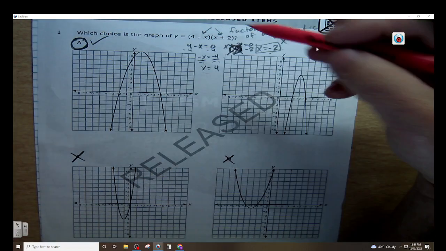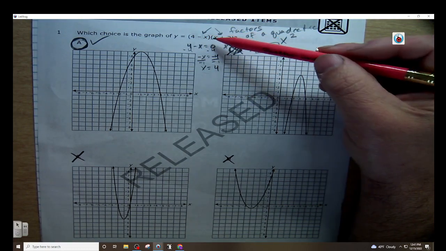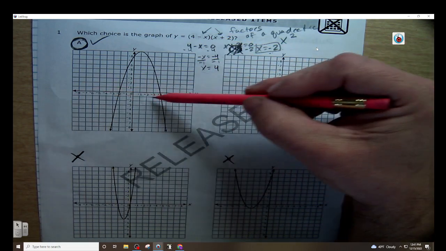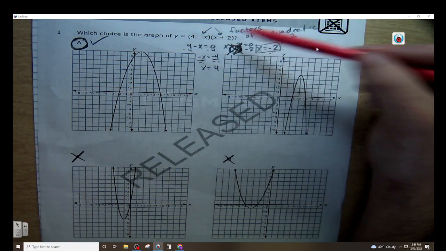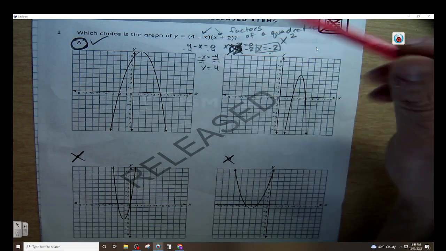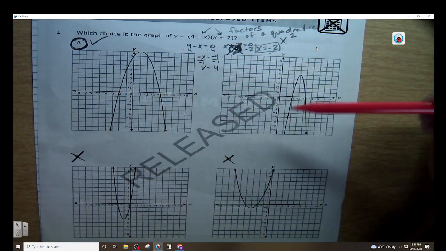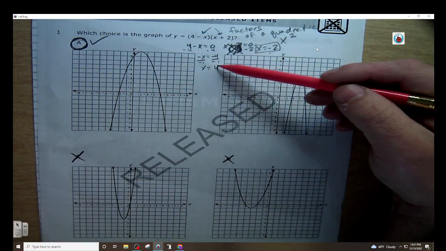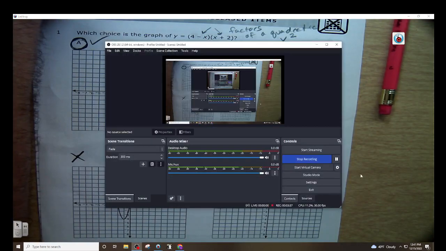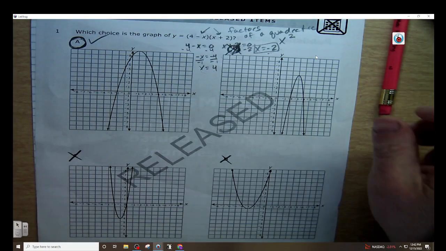So guys, once again, these are the factors of a quadratic. To get your x-intercepts, where it crosses the x-axis, you set the factors equal to 0, and I set them equal to 0 and got a -2 and a +4. Then I chose between the graphs which one fit just the x-intercepts. Okay, so that was number one.